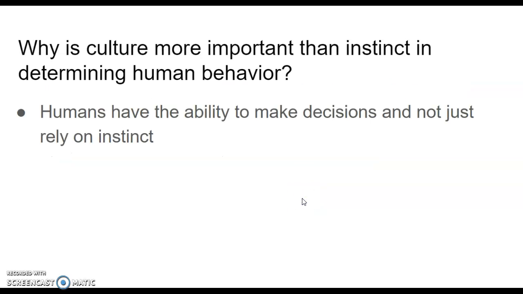Why is culture more important than instinct in determining human behavior? So like I said before, all humans are going to have a lot of these same instincts that are similar to other people. And humans have the ability to make decisions and not just rely on instinct. So something that makes humans unique compared to many of the other animal species is that we are able to make decisions about what we do, how we interact with people, how we spend our time. We're able to create new inventions and things like that.